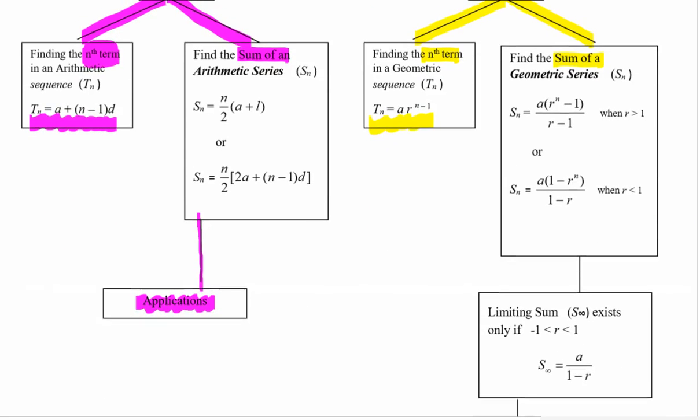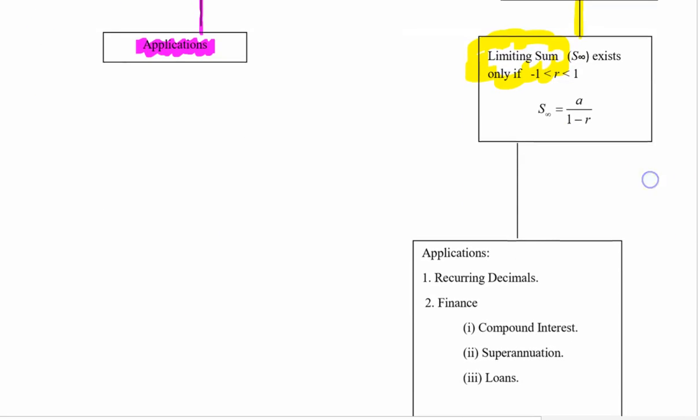Now, there is this additional concept we look at only for a GP. We don't have this concept of a limiting sum for APs, it doesn't exist, but when we have a GP, we will possibly get a limiting sum. And our applications are really easy to define. Our applications of GPs are either questions about recurring decimals or questions about money.